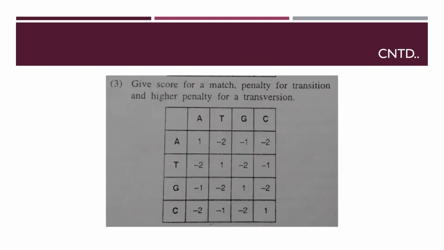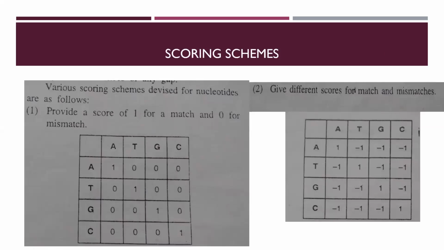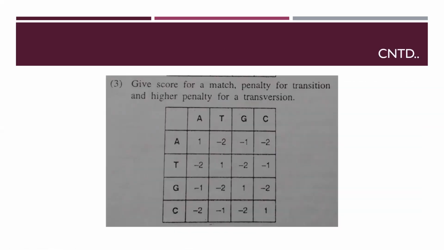Then the third scoring scheme is to give a positive score for a match, a penalty for transition, and a higher penalty for transversion. In the earlier scoring scheme, if it is a match, we gave the score, and if it is a mismatch, we gave a different score, which is a negative score. Here we did not differentiate whether that mismatch is a transition or transversion. I hope you know what transition and transversion are.